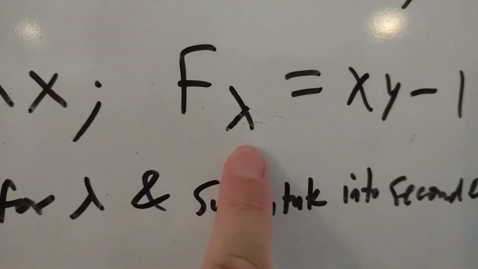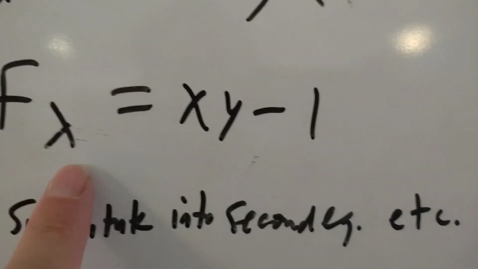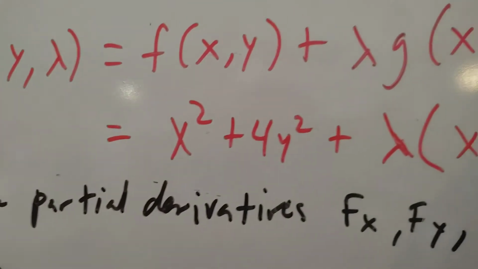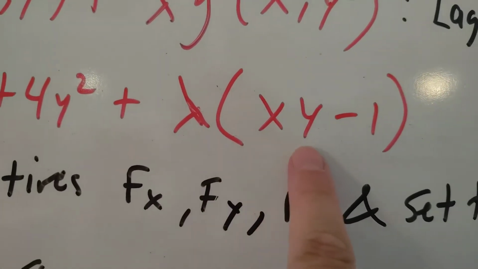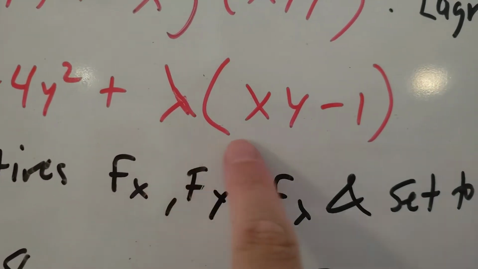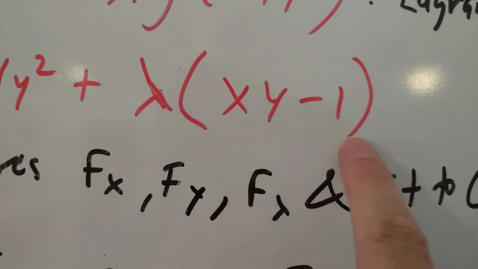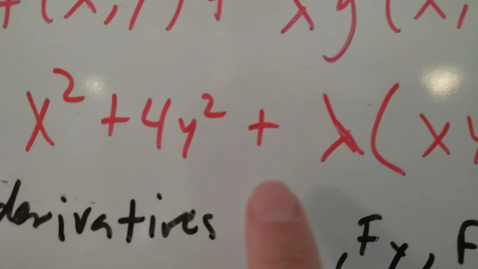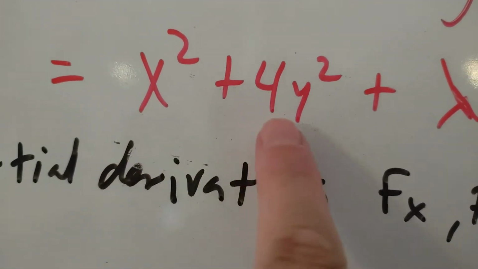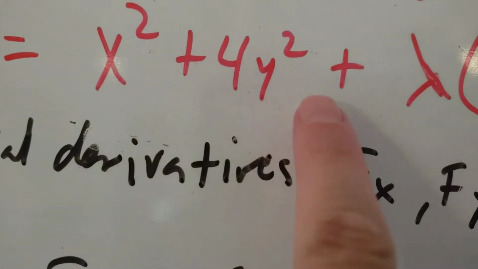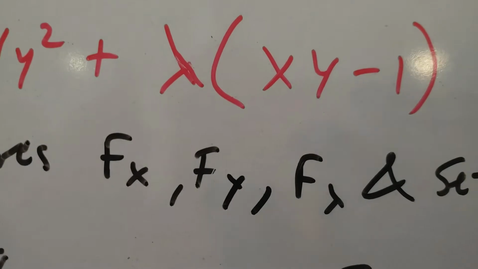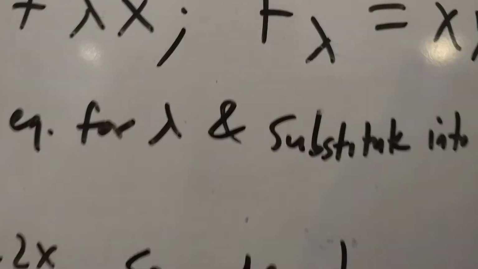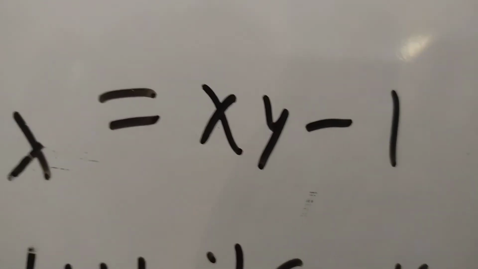And then the partial derivative of F with respect to lambda is xy minus 1. Let me show you how that was gotten. Lambda is right here, and it's being multiplied by xy minus 1. So the derivative with respect to lambda is this constant factor, xy minus 1. The other terms have no lambdas, so they are like constant terms whose derivatives are 0. So 0 plus xy minus 1. That would be your f sub lambda.